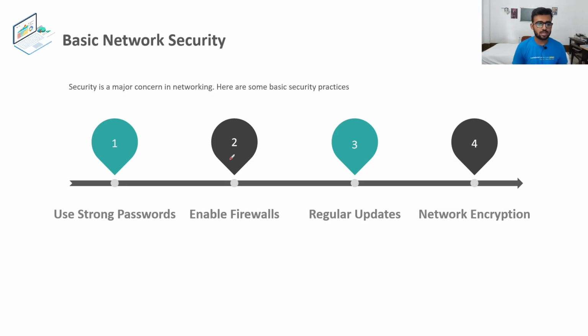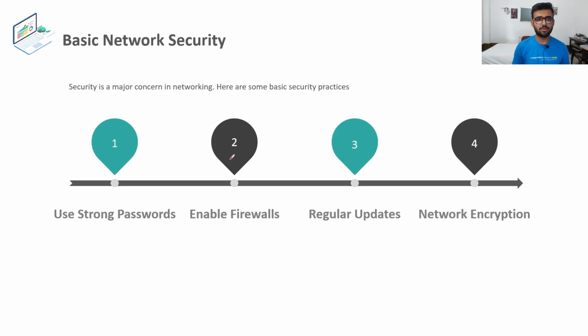Now the next thing is to enable firewalls. Firewalls help to protect your network from unauthorized access. The third one is regular updates. Keep all your network devices and software up to date to protect against vulnerabilities. Now the fourth thing is network encryption. Use encryption protocols like WPA3 for Wi-Fi networks to secure data transmissions.